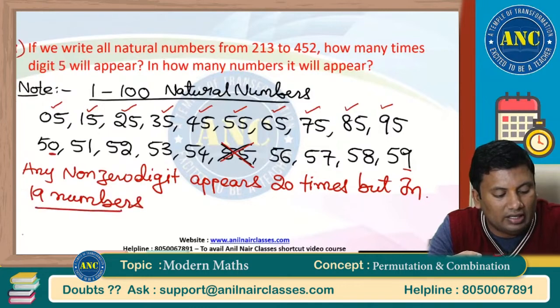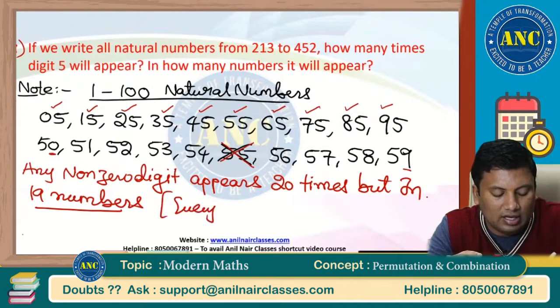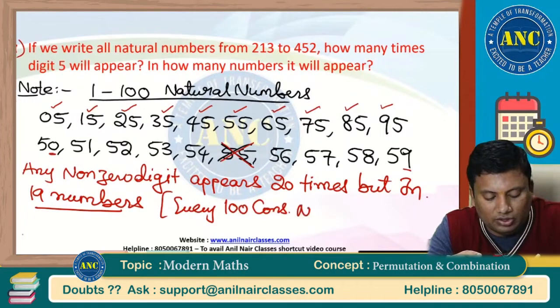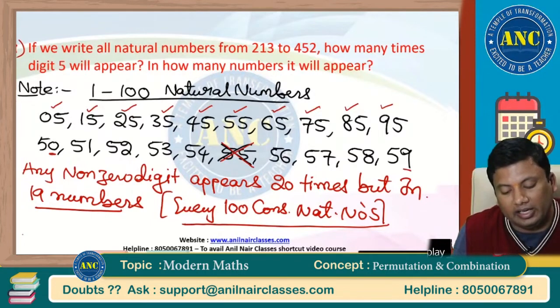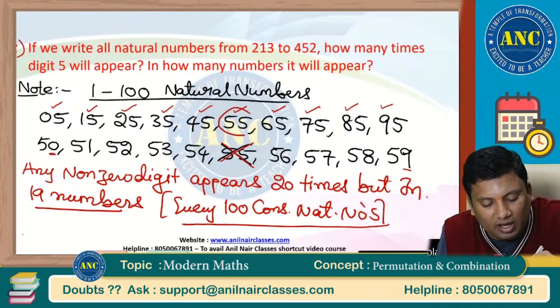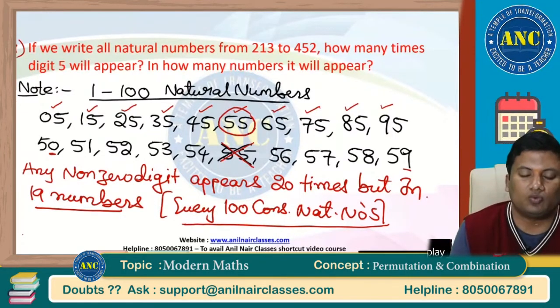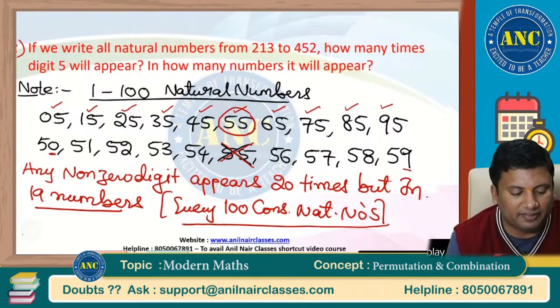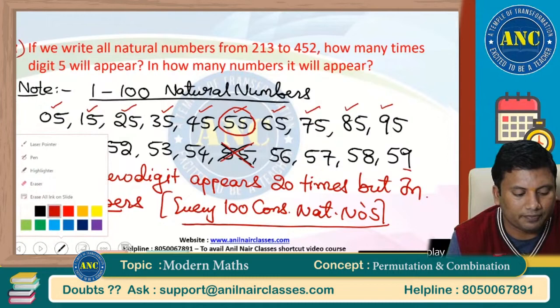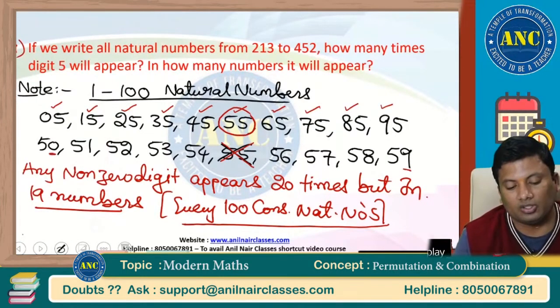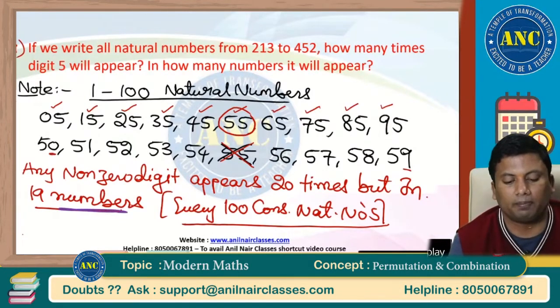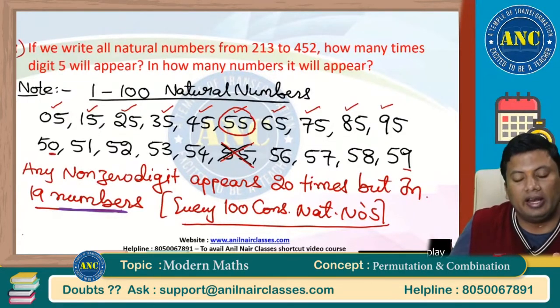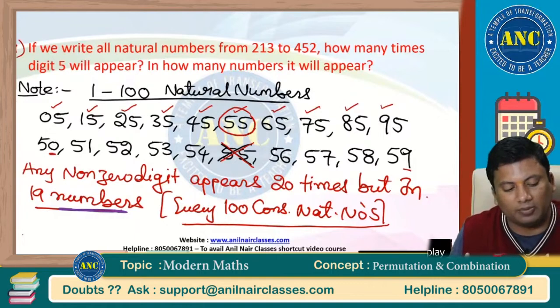Please make a note, sir. In every 100 consecutive natural numbers, any non-zero digit appears 20 times but in 19 numbers, because there is one number where it appears twice, 55, where it appears twice. Very, very important learning.